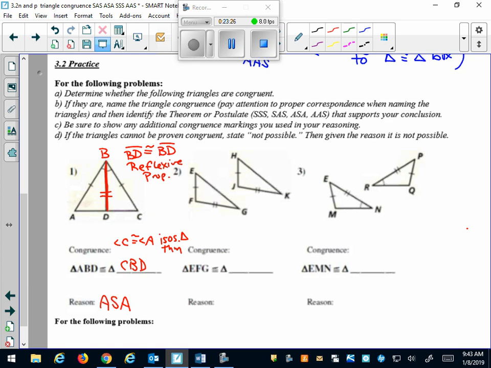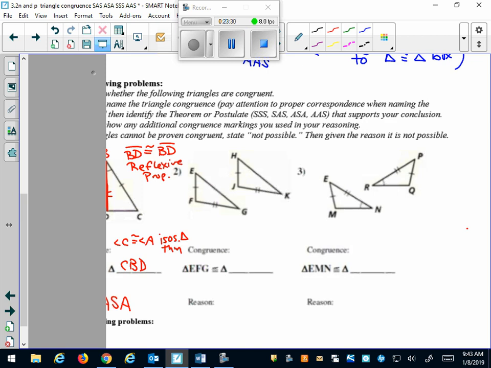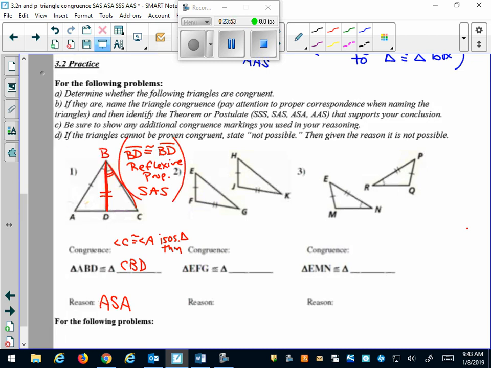If we did that, again, cover up one at a time, which would be our reason? Is it still ASA? It's different now. What would it be? SAS, because we've got side and another side and the angle between them. So this would be SAS then. So that's another possibility for this first example. All right, let me switch to another color.